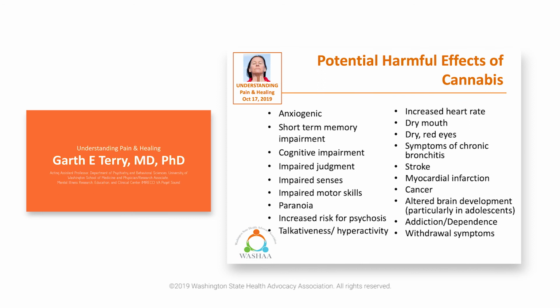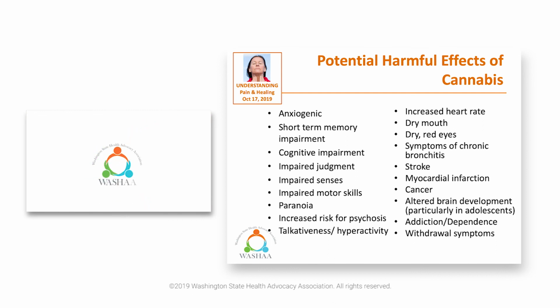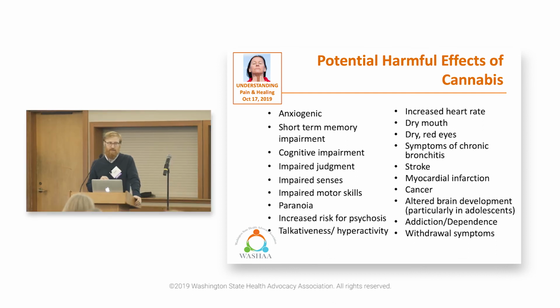What about some potential harmful effects? This is a non-exhaustive list, but ones that I think are pretty salient and worth reviewing. When I refer to cannabis, most of the adverse effects are probably attributed to THC, but some of it may be associated with the smoked tar or smoked particles resulting from smoked cannabis, or from other cannabinoids that are not as well separated out in study. So anxiogenic, meaning it creates anxiety.